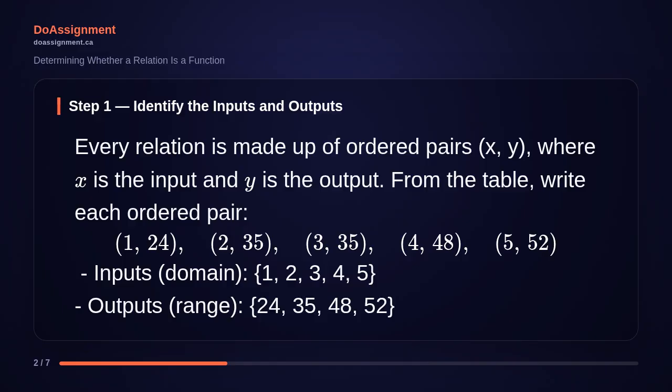Let's start by identifying every input and output from the table. Each row gives us one ordered pair. 1 maps to 24, 2 maps to 35, 3 maps to 35, 4 maps to 48, and 5 maps to 52. The set of all inputs is called the domain, and the set of all outputs is called the range.